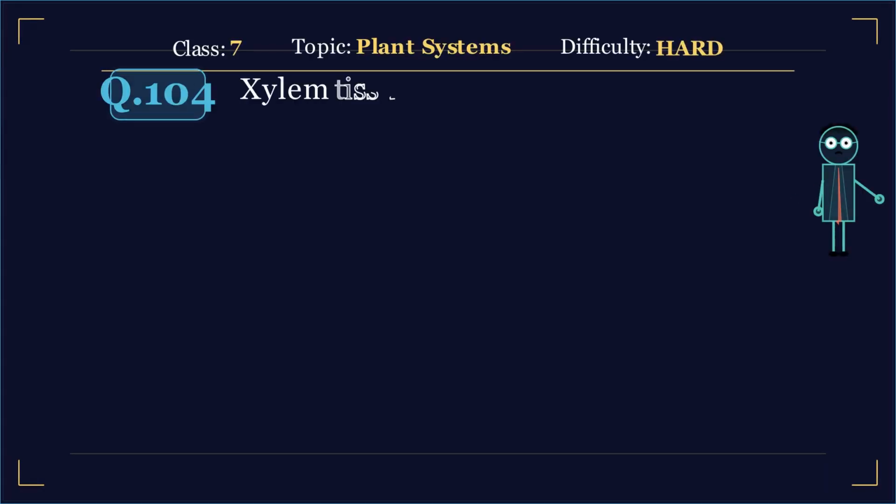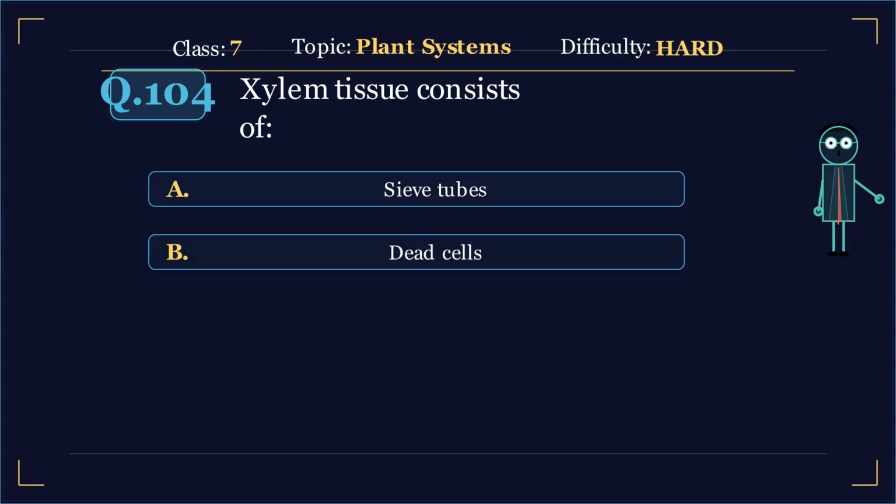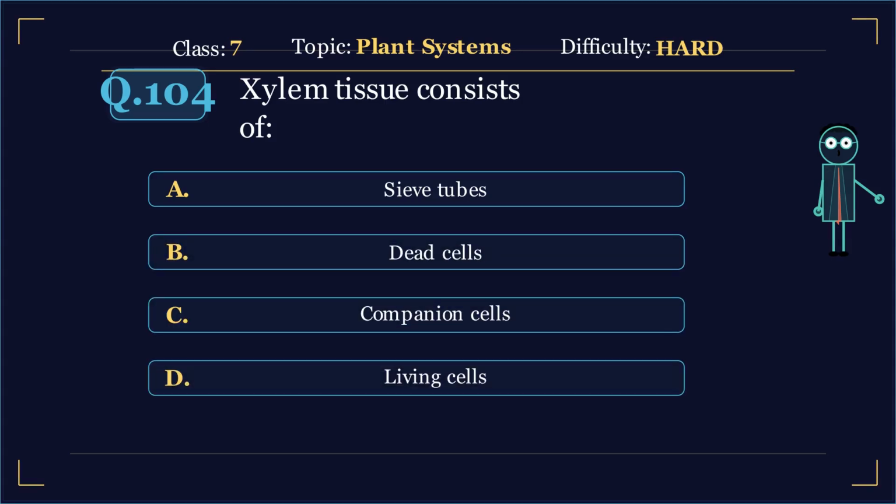Question 104. Xylem tissue consists of: Option A, sieve tubes. Option B, dead cells. Option C, companion cells. Option D, living cells. The correct answer is option B.